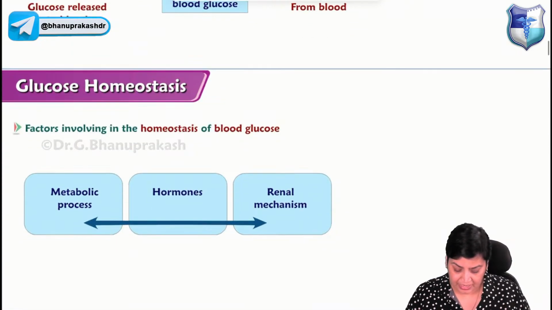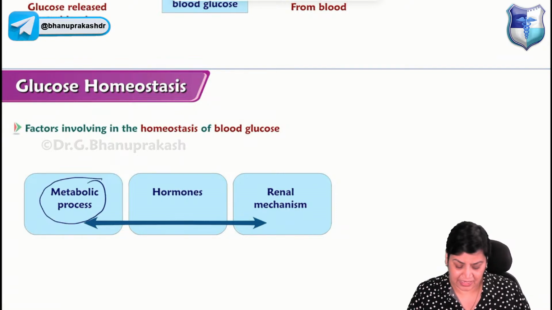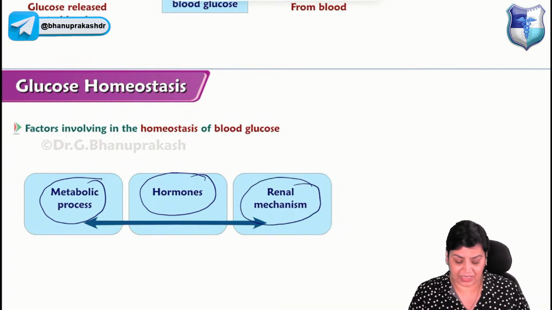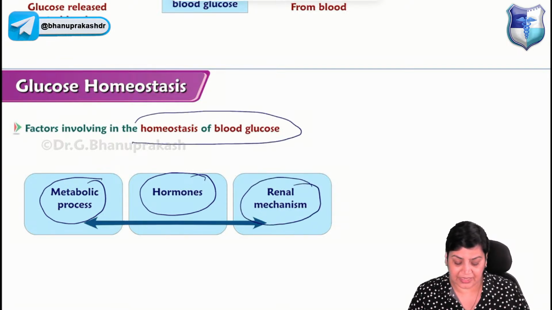Now, what are the metabolic processes? What is the role of hormones? And what is the renal mechanism? This all leads to homeostasis of blood sugar. It's very, very important.